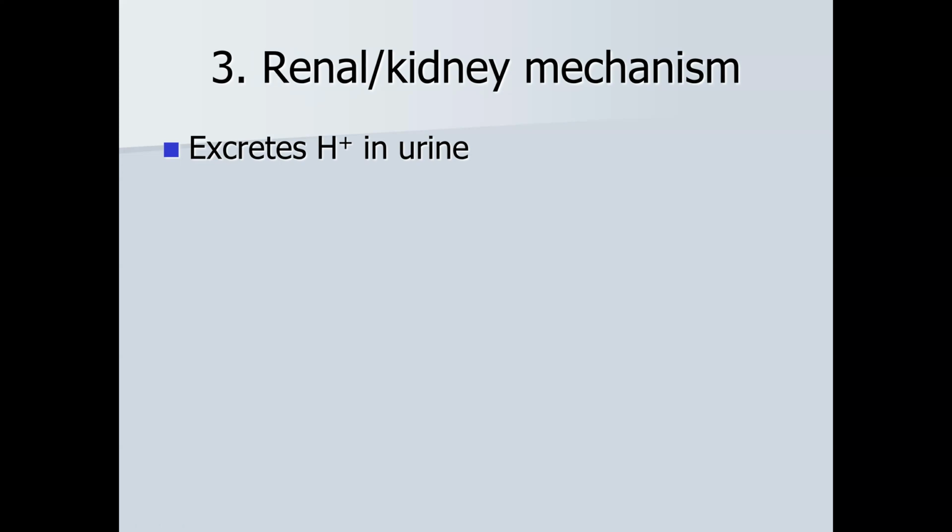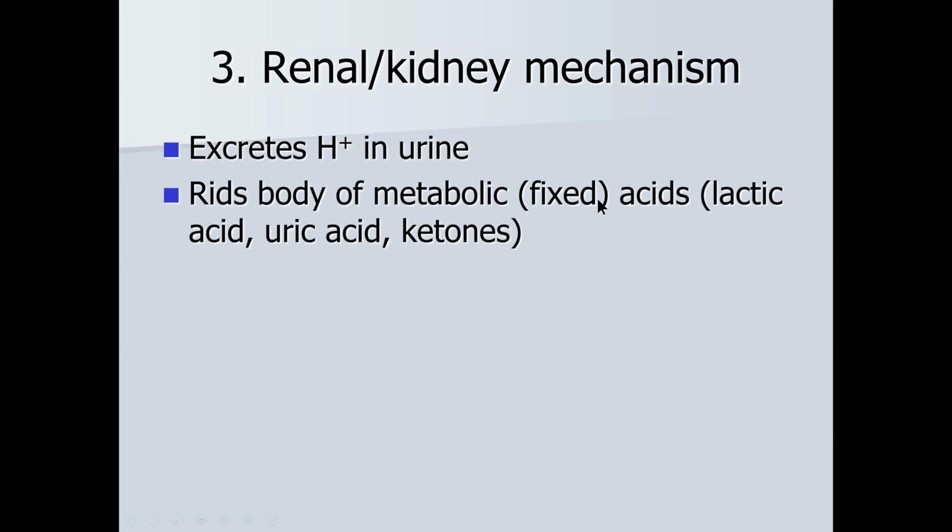We can excrete or secrete the hydrogen ion into the urine, so we can secrete it into the collecting system. If we need to keep it, we can reabsorb it into the peritubular capillaries out of the collecting system. It rids the body of metabolic fixed acids, so we're talking about getting rid of it. Remember, the definition of acid is essentially the release of hydrogen ion. So if we've got acids or the products of acids, we can get rid of them by secreting them in the kidneys.